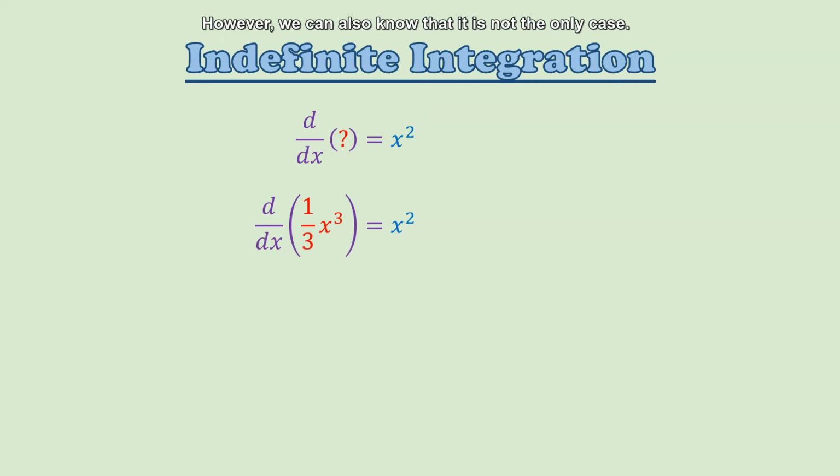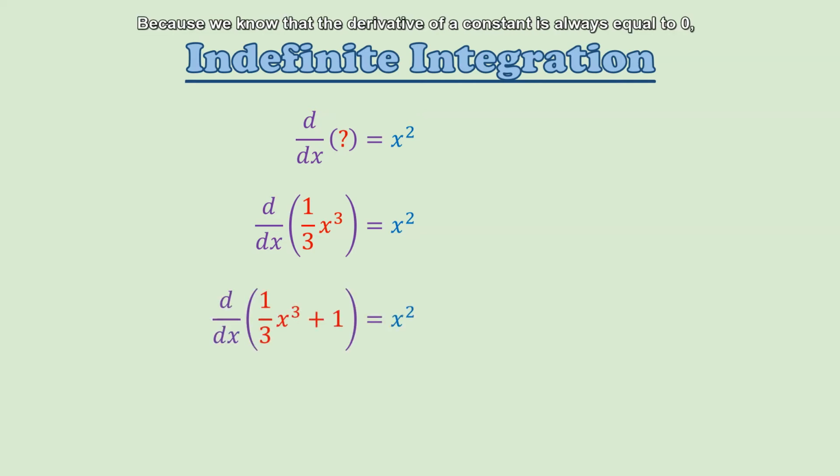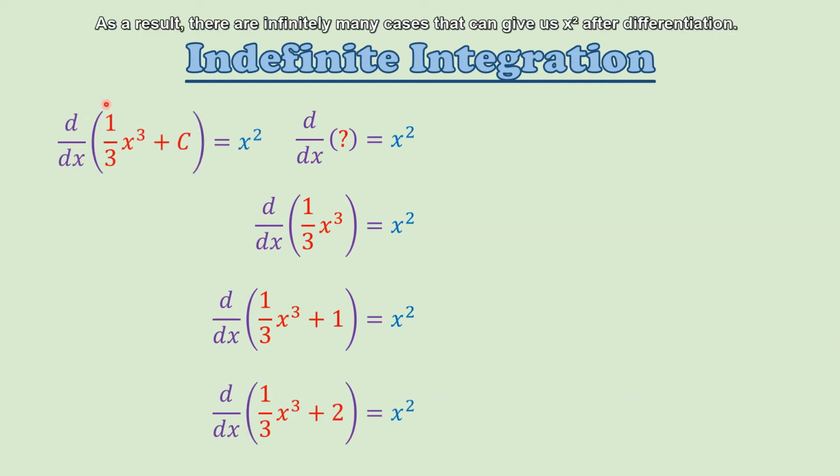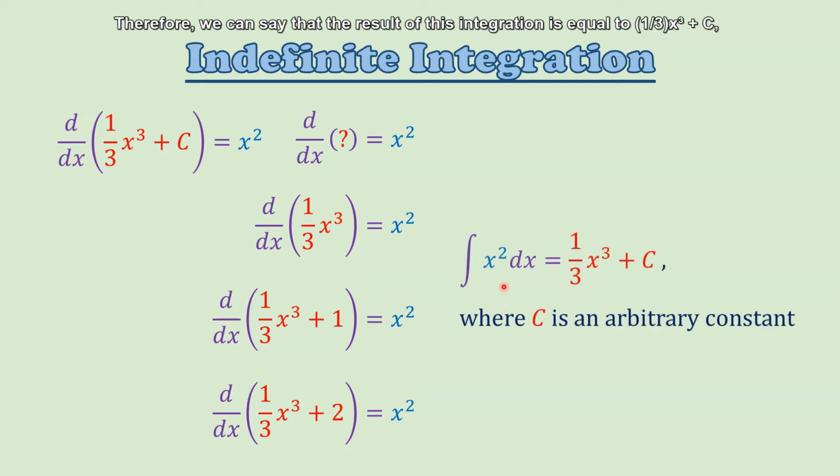However, we can also know that it is not the only case. Because we know that the derivative of a constant is always equal to 0, if we add a constant to the function 1/3 times x cubed, we can also get x squared. As a result, there are infinitely many cases that can give us x squared after differentiation. Therefore, we can say that the result of this integration is equal to 1/3 times x cubed plus c, where c is an arbitrary constant.